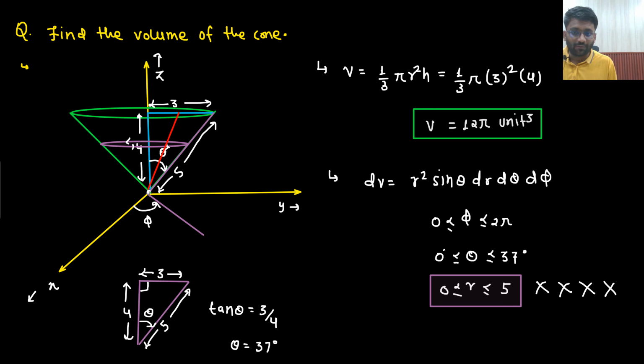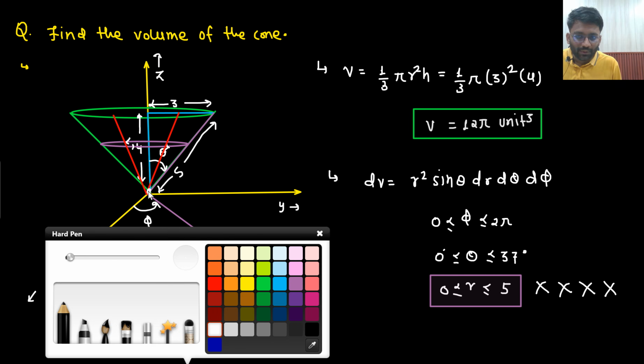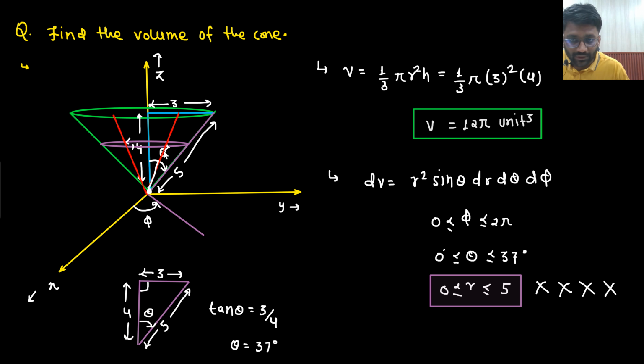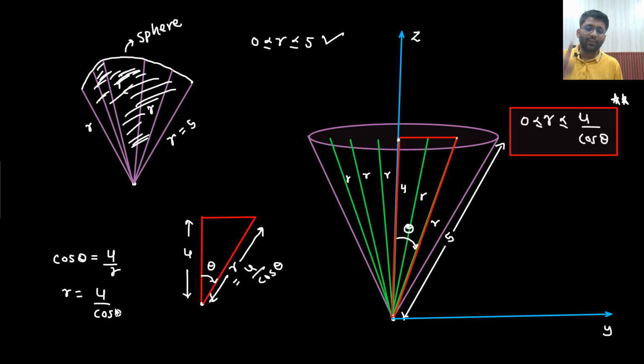This distance is not 5. This distance is also not 5. So you cannot say that r will go from 0 to 5. The value of r will go from 0 to this complete distance, which is 4 by cos theta.